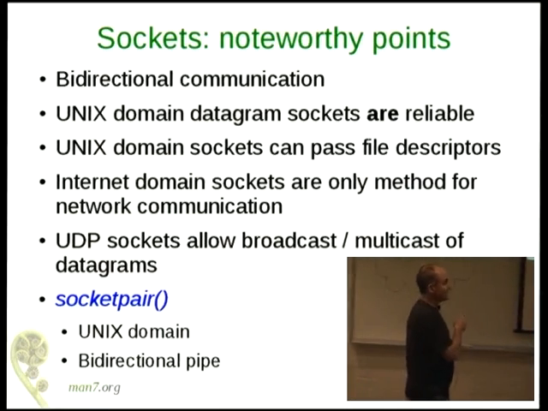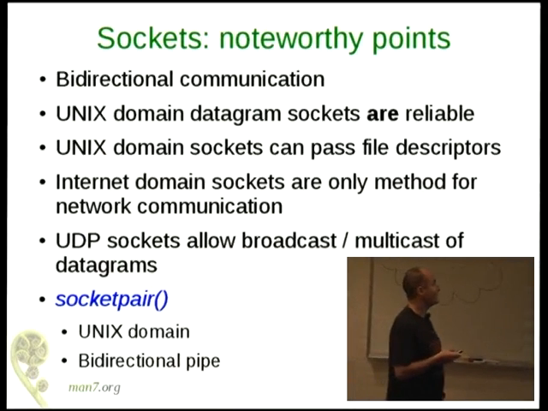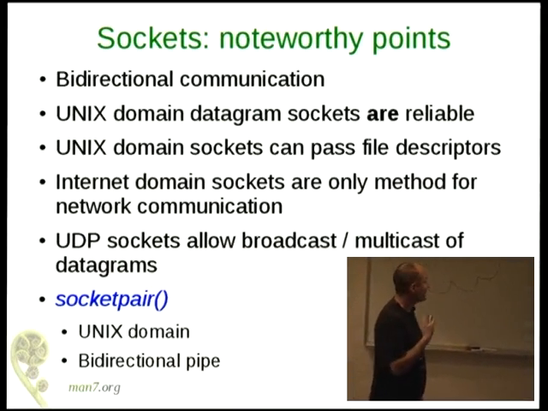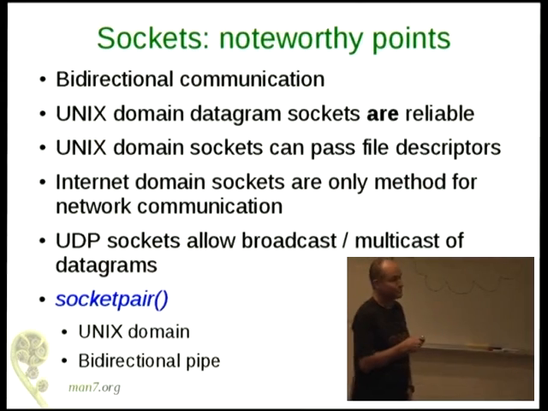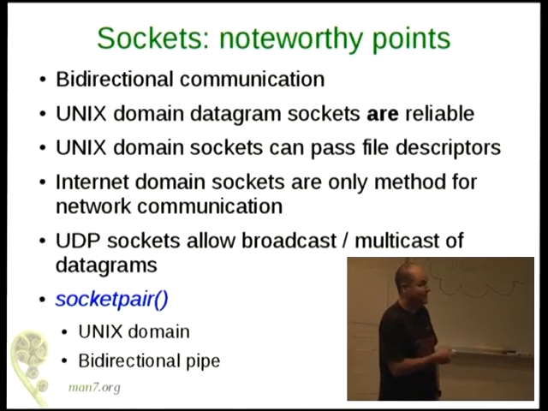So, internet domain sockets are the only method of IPC over a network. So that's the reason why you might want to use internet domain sockets. UDP sockets have the characteristic that you can broadcast a datagram to multiple receivers, or multicast a datagram to selected receivers.